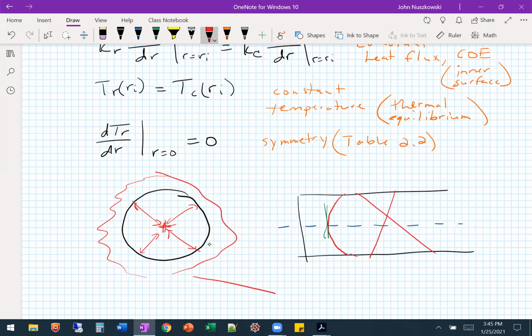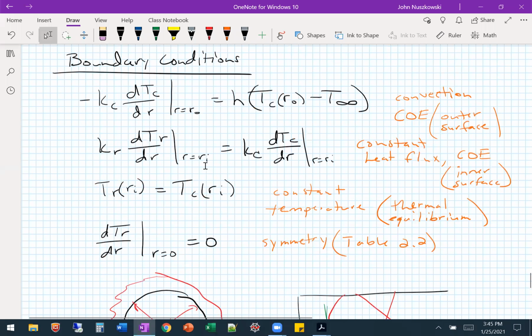Any questions? Okay. Hopefully that means you understand it. But that's the 4 boundary conditions, right? So we have these 2 for the rod, and you got these 2 for the cladding, to plug into our constants when we integrate these equations twice.